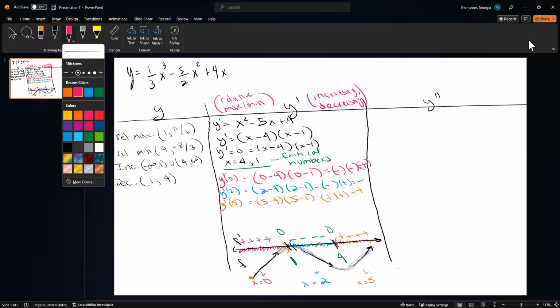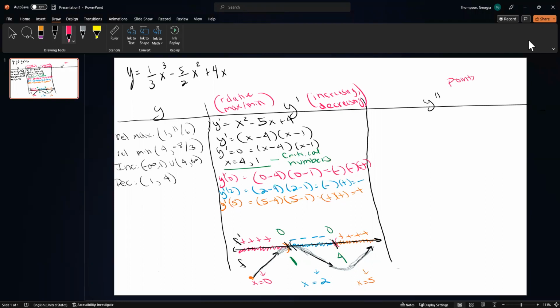the second derivative tells us about points of inflection, and it tells us about the concavity. So concave up and concave down, where that's happening. So here we are going to use the second derivative to find this information. So the first thing we need to do is find the second derivative. We're going to set the second derivative equal to 0 and solve.